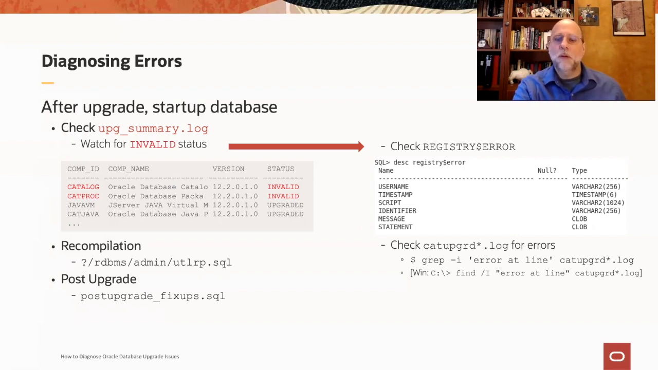And then also you can look in your catupgrade logs. Personally, I like to start with looking at the registry$error table sorted by timestamp and look at the very first error that I encounter, because generally what will happen in an upgrade is if you encounter one error, that will cascade onto other things. For example, if you are supposed to be creating an object and that object creation fails for some reason, then any alter of that object will fail, any views defined on top of it will fail, and so on. So you really want to start with the first error in chronological order.